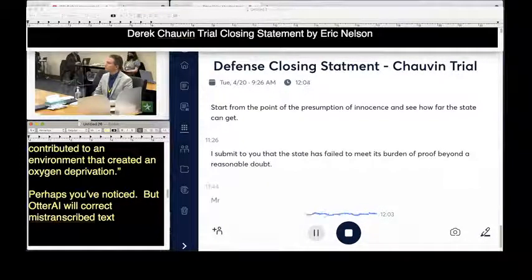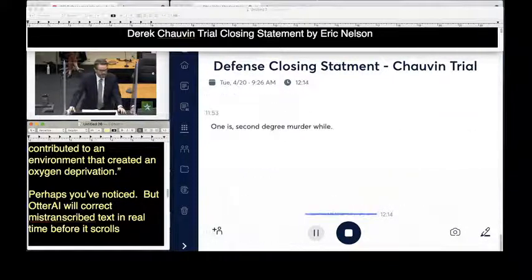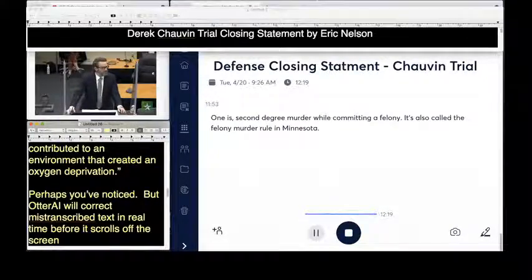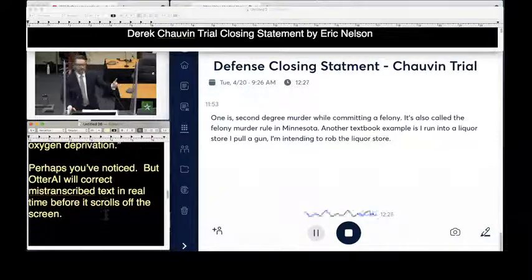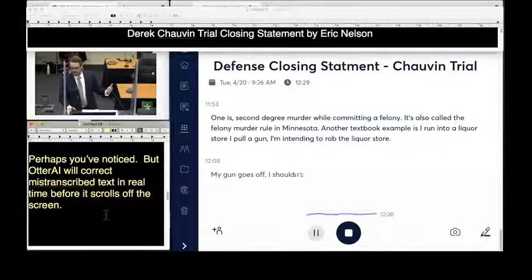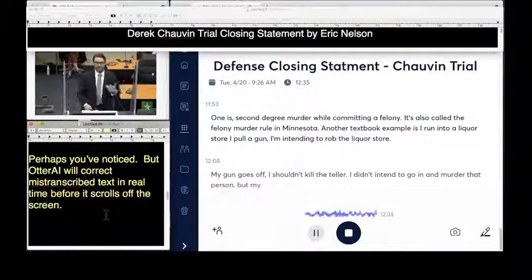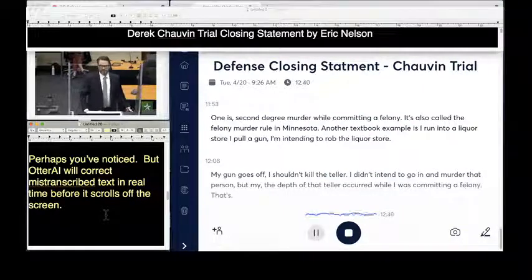Mr. Chauvin has been charged, as the state indicated, with these 3 charges, and the judge has instructed you. Count 1 is second-degree murder while committing a felony. It's also called the felony murder rule in Minnesota. Kind of the textbook example is I run into a liquor store, I pull a gun, I'm intending to rob the liquor store. My gun goes off, I shoot and kill the teller. I didn't intend to go in and murder that person, but the death of that teller occurred while I was committing a felony. That's the felony murder rule.